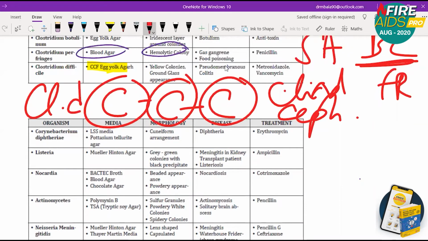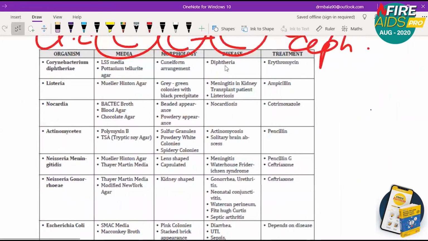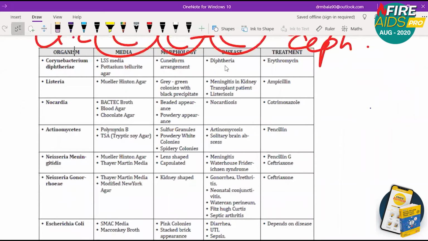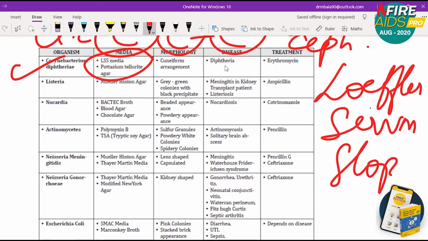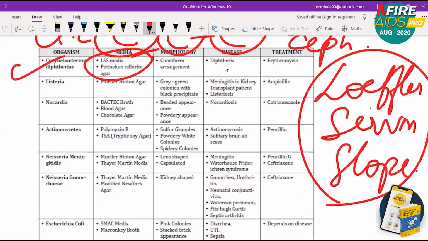Okay. The next one is Corynebacterium diphtheriae. LSS media and potassium tellurite agar are used. LSS is Loeffler serum slope. They can ask directly about Loeffler serum slope, and if you don't know the complete form of LSS, you might get stuck. The short form of potassium tellurite agar is KTA or PTA.